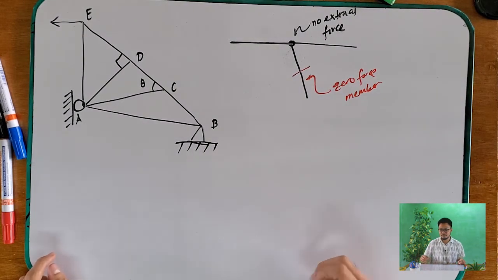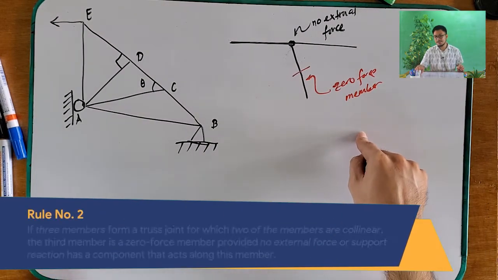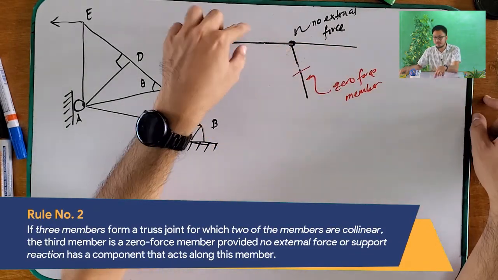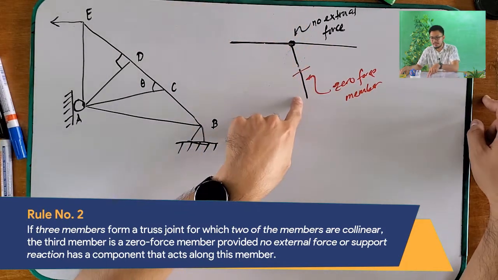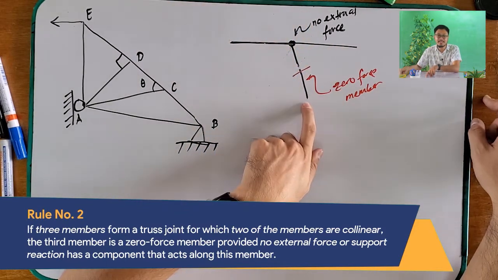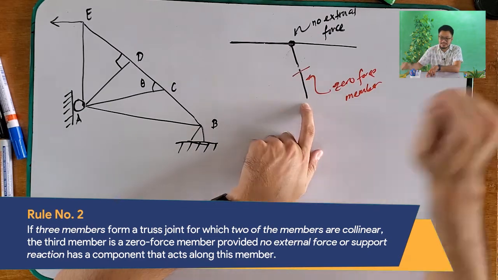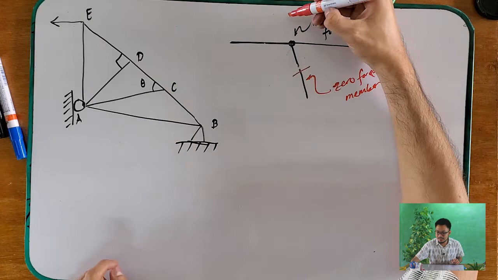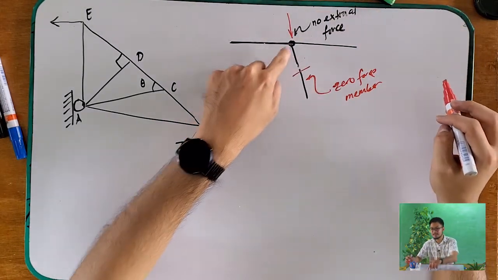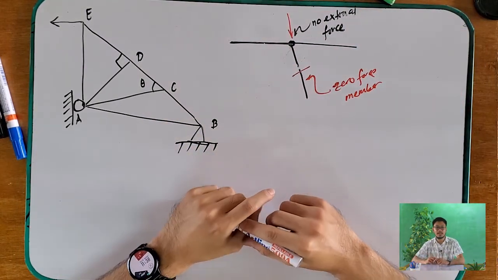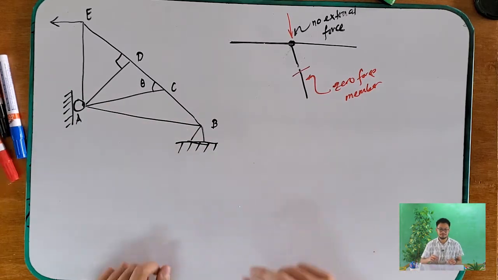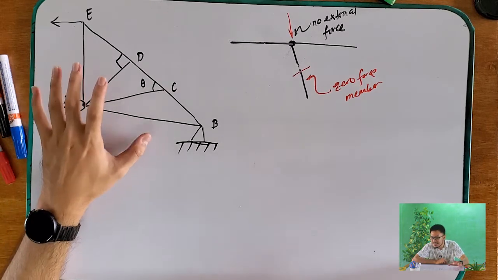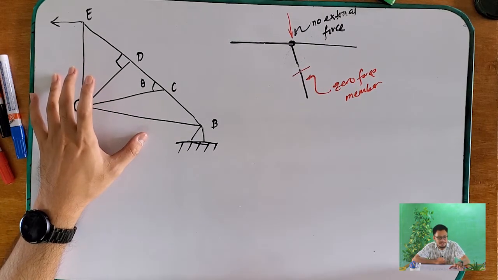Okay, take note. So, 3 members that are connected on the same joint, and 2 of the members are collinear, then the third member is a zero force member, provided that there is no external load that is exerted in this joint. Okay? So, that is our second consideration.